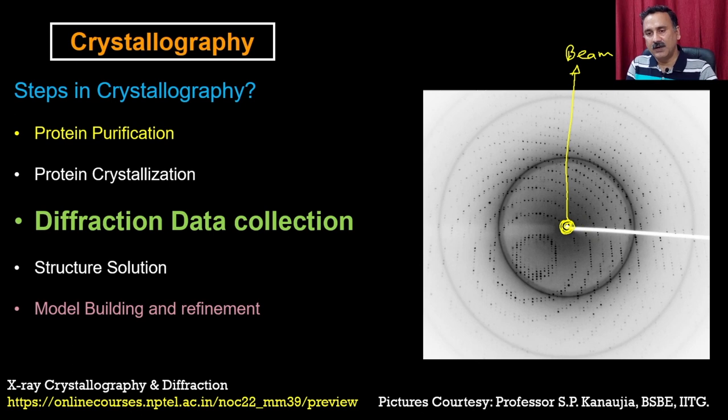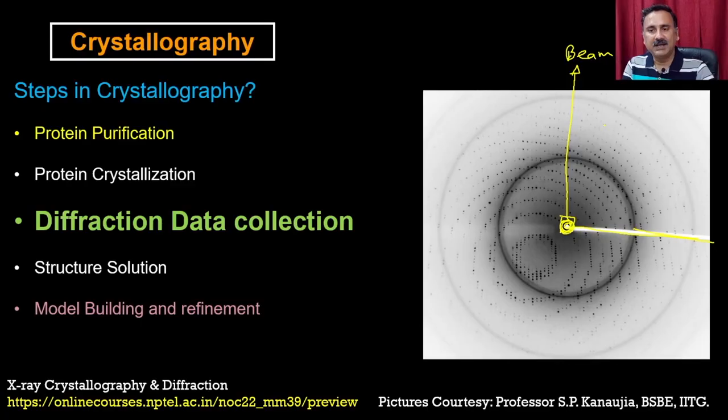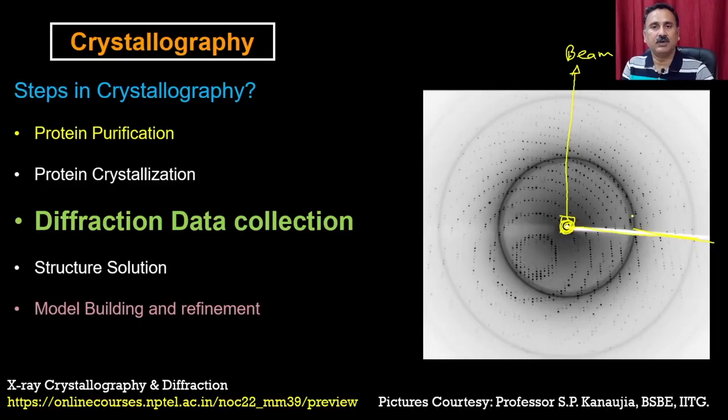And you see this rod, right? That is the beam stop. It has a rod, and in front of that there is a stop. It is not going to allow the X-rays to hit the detector, because if that happens, it is going to affect the brightness and contrast of the detector.